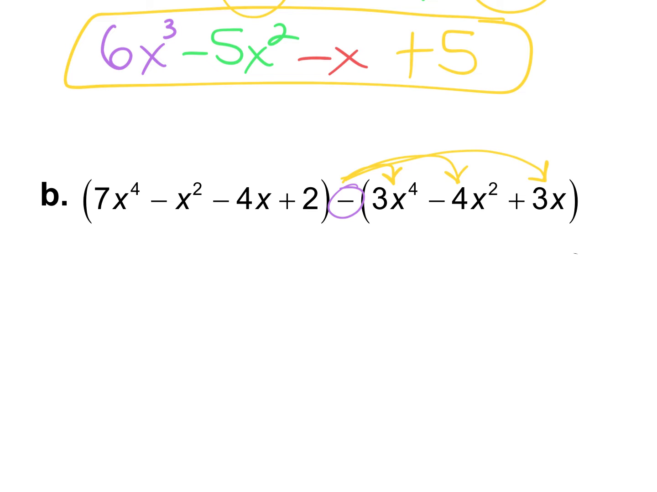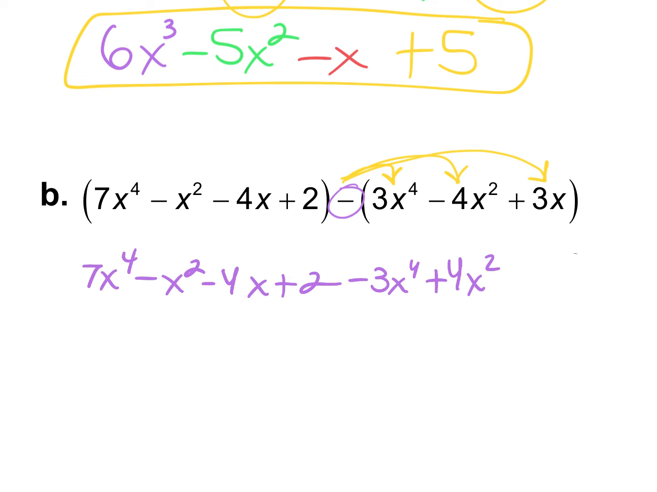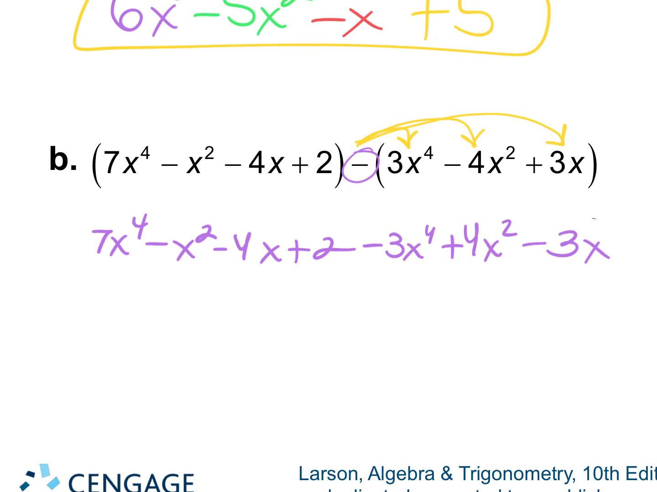Two ways you could do this. You can go through and just go ahead and change all the signs, or I would rewrite it. That's just me. I would rewrite. I'd say 7x to the 4th minus x squared minus 4x plus 2. Everything stays the same. Then we distribute that negative. So it becomes minus 3x to the 4th. A negative times a negative is a positive 4x squared. And then minus 3x. Everybody with me? Now that you've distributed that negative sign, you can just combine like terms. What's the highest exponent that you see?